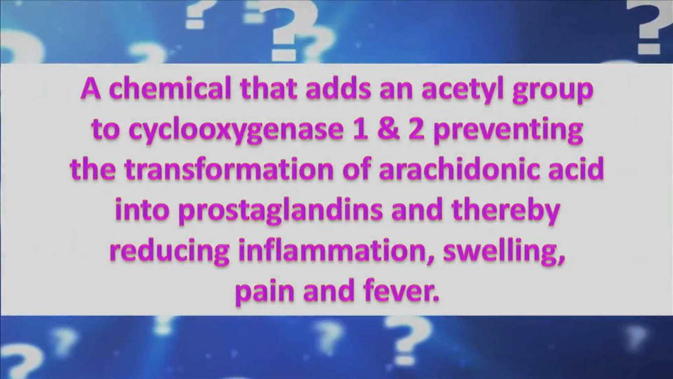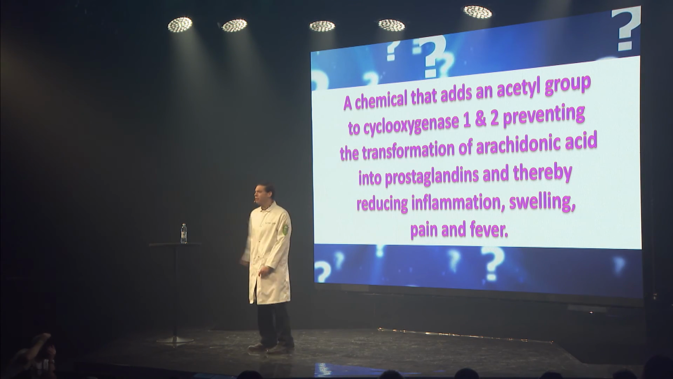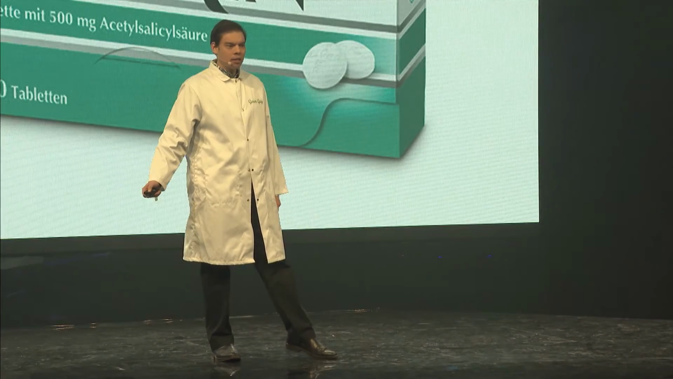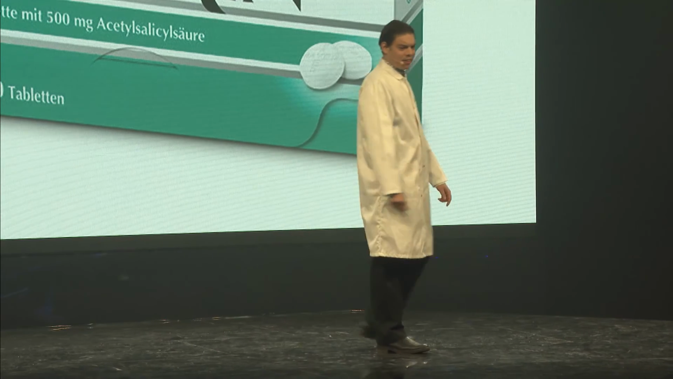Here's something in life sciences that you all know very well, but this is how a lab rat would describe it. It's a chemical that adds an acetyl group to cyclooxygenase 1 and 2, preventing the transformation of arachidonic acid into prostaglandins, and thereby reducing inflammation, swelling, pain, and fever. Now, how many of you know what that is? Aspirin. Now, I know, you're thinking, what the hell?